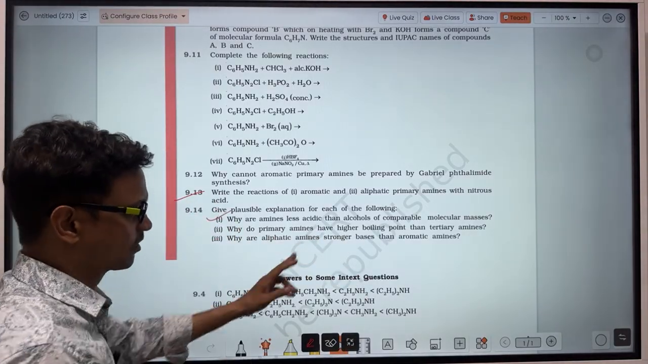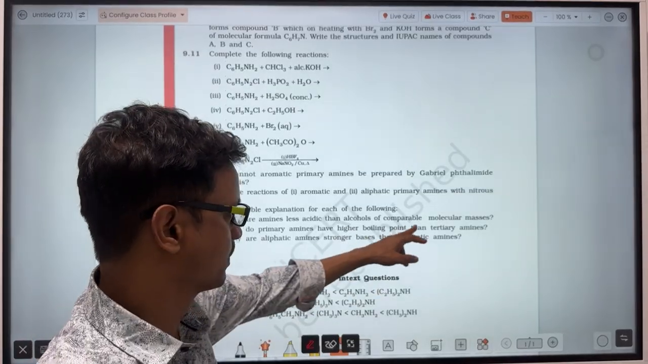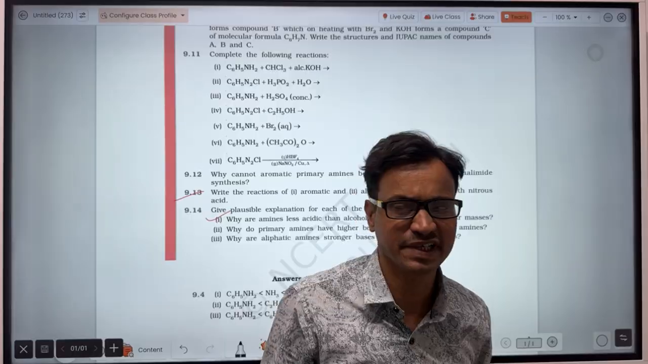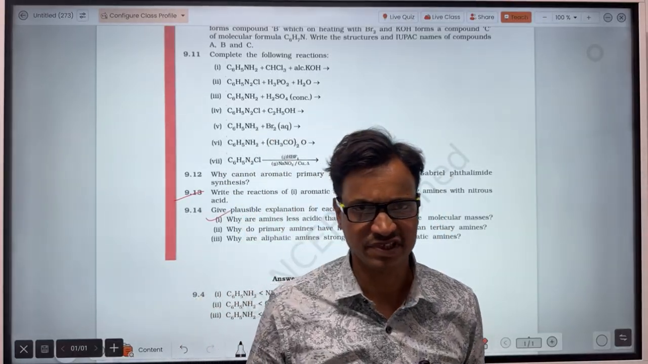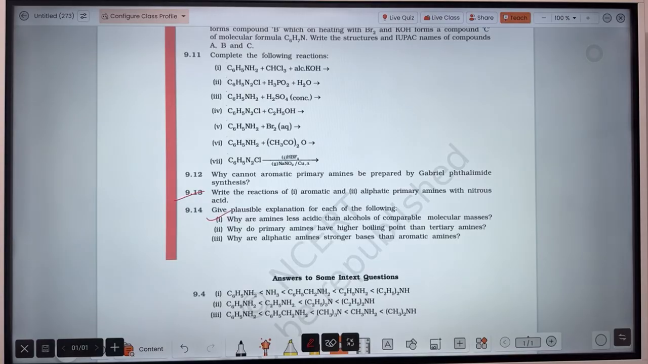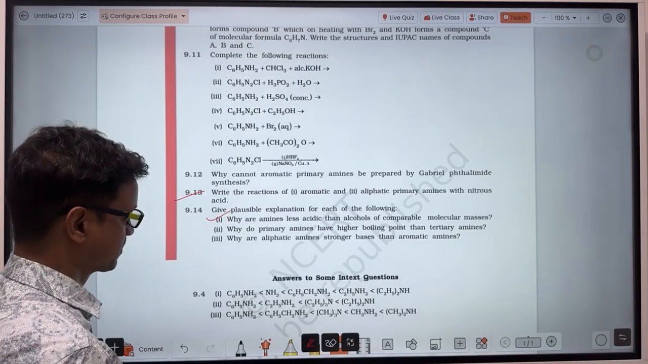Why are amines less acidic than alcohol? Because there is alcohol of comparable molecular weight. Because in amines there is a lone pair of electrons which can be easily donated by the nitrogen. That's why amines are less acidic and are basic actually.